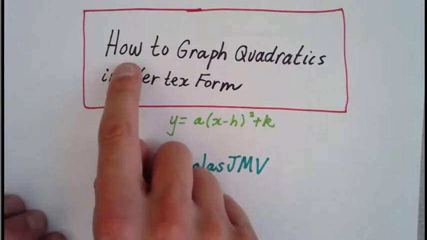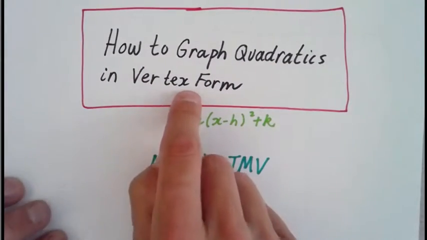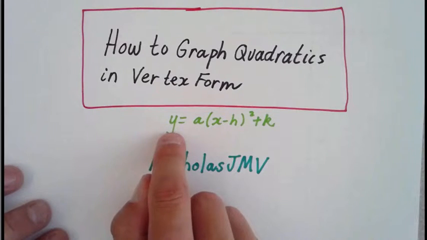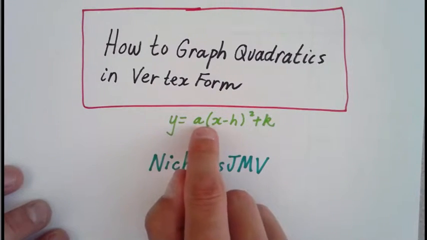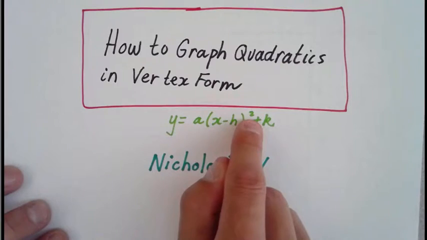Hey everyone, welcome to how to graph quadratics in vertex form. The vertex form of a quadratic is y equals a times the quantity x minus h squared plus k.